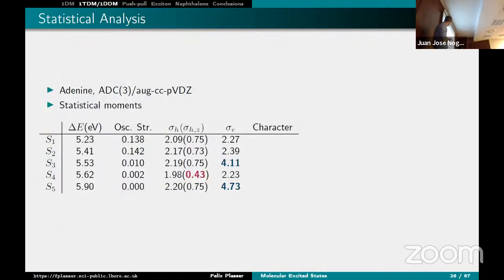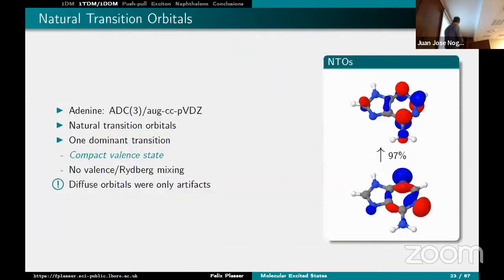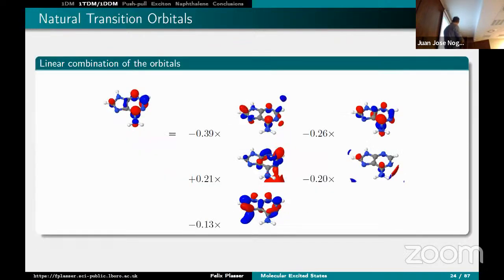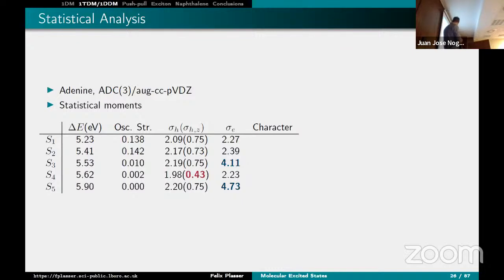So for example, this is again our adenine computation. We compute the statistical moments here. This is the size of the hole, and this is the Z component, the size of the electron. What you can see now is that the states where the electron size is much bigger are Rydberg states. So you press a button and you know whether the state is a Rydberg state. We just said the S4 state looked a bit like a Rydberg state because it had all these orbitals, but it's actually not. But the S3 and the S5 still are Rydberg states.